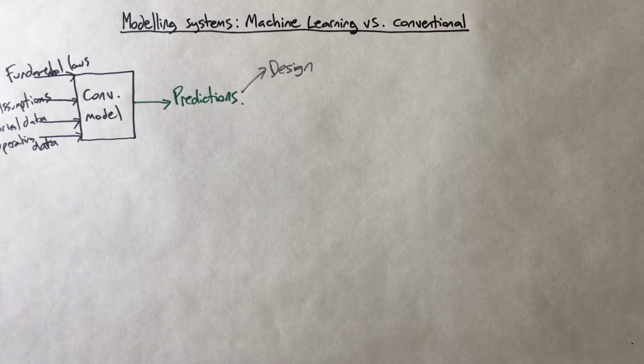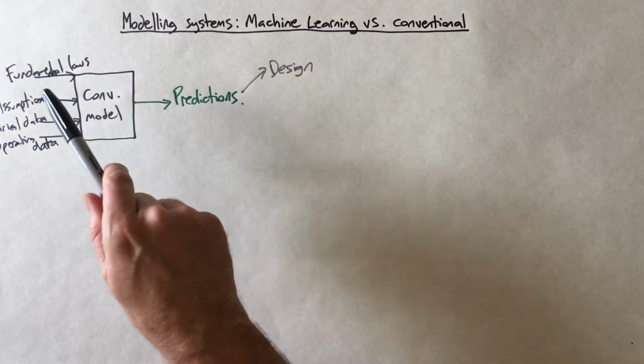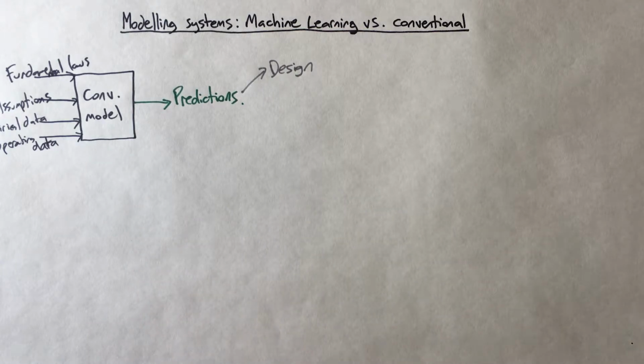But in order to be able to build one, we need to know certain things about it. We need to know what materials to make it out of, how big it is going to be, what shapes or geometry it is going to take. And to do all of that, we need to be able to make predictions about how this system will perform compared to what it is that we actually want it to do.